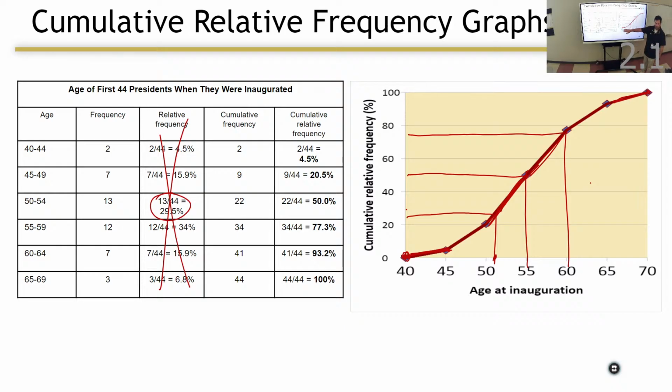The thing that messes people up is at the start. Don't start until I get data values. This value will always be 0. The 40 will be 0 because nothing is there. By the time I get to 44 or 45, technically 45 because it's that number or below, I should be at 4.5%. By the time I get to 50, I should be at 20.5%.